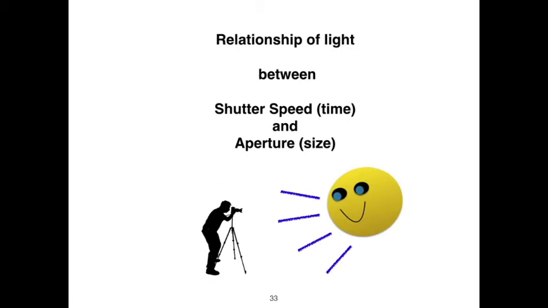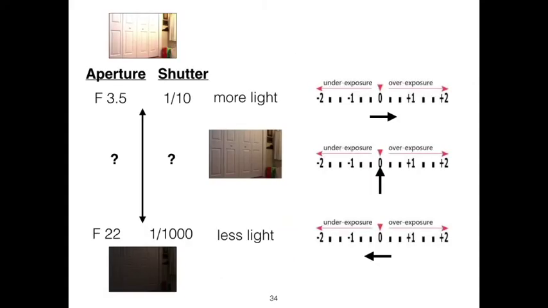The shutter and aperture have an interconnecting relationship. As you can see on this chart, if you set the aperture or the shutter to allow more light into the camera, the meter will move towards the right side and thus overexpose your photograph. If you set the aperture or shutter to allow less light into the camera, the meter will move towards the left side and thus underexpose your photograph.